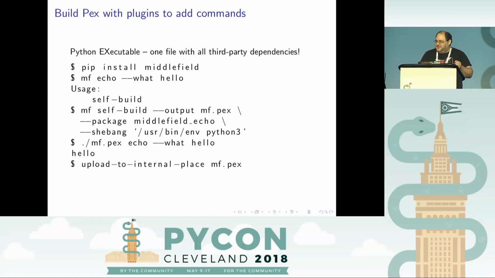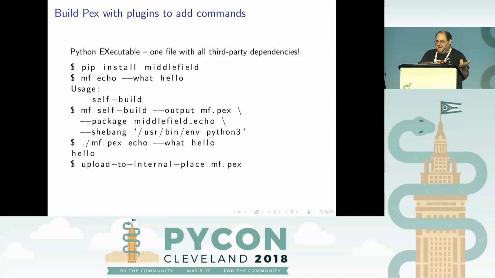The way it's custom but generic is that the only built-in command it has is to build a new executable. If you just run it with echo, it's like, I don't know how to run echo. But it has a command called self-build, and if you use a plugin that is very silly, but I wrote, called echo, then suddenly it knows how to echo, right?